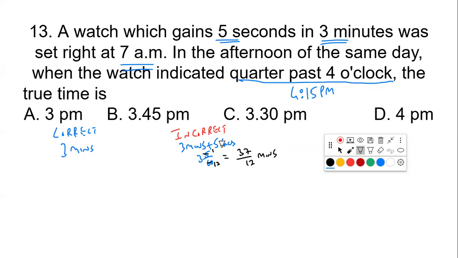So 3 minutes, 5 seconds. 5 seconds, if I have to convert into minutes, what do I do? Divide it by 60. So 5 ones are 5, 12s are... So 12 into 3, 36, 37 by 12 minutes. This is 3 minutes only. This is 37 by 12 minutes. Agree?